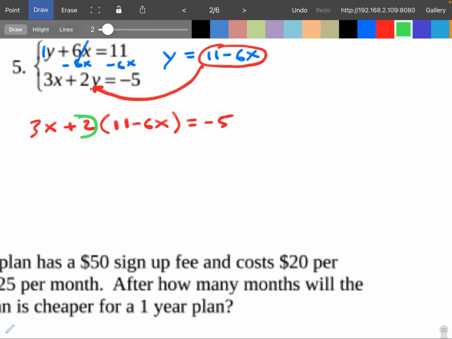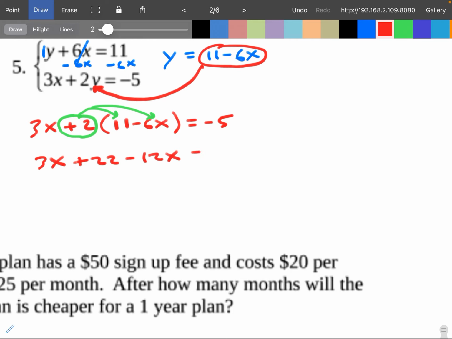What's that? Distribute? Yeah, good. Good, Damien. Yeah, I got to distribute. So that's a positive 2. If it was a negative 2 there, I'd have to distribute a negative 2. You know what I mean? If that happened to be a minus, I'd have to distribute a negative 2. But it's a plus. So I'm going to distribute this positive 2. So I got to do the positive 2 times the 11, and then I got to do the positive 2 times the negative 6x.